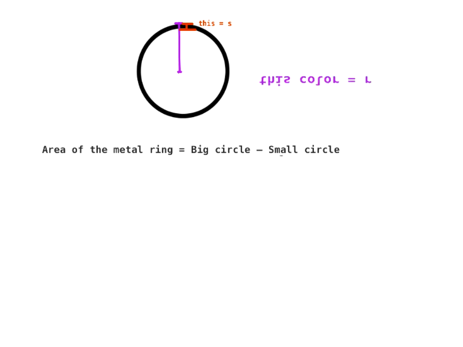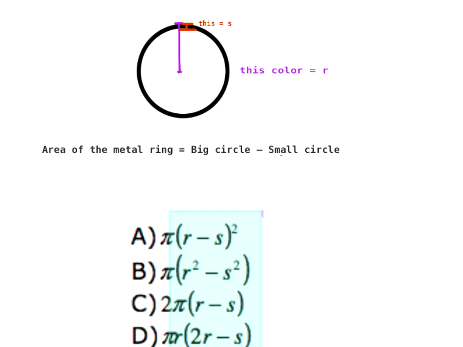Oh, that one's upside down. I didn't mean to do that. Okay, there we go. Interesting. Okay. And then you want the big circle minus the small circle, and then last, let's take the answer choices, because if you're going to do algebra, you're going to want them as is. So there's your answer choices.